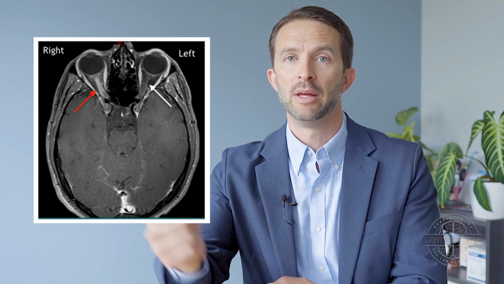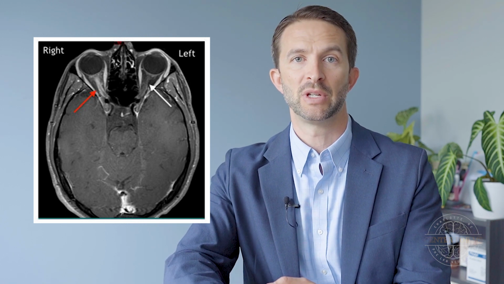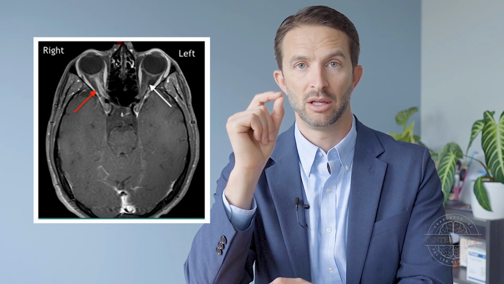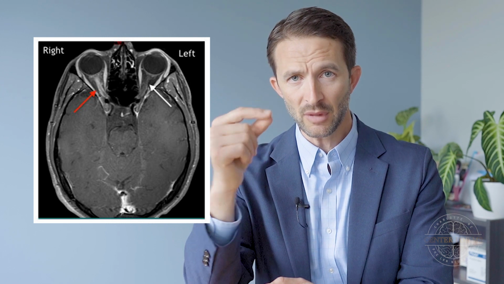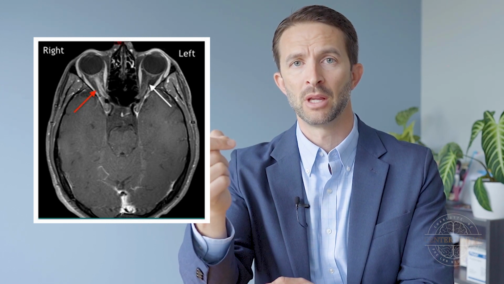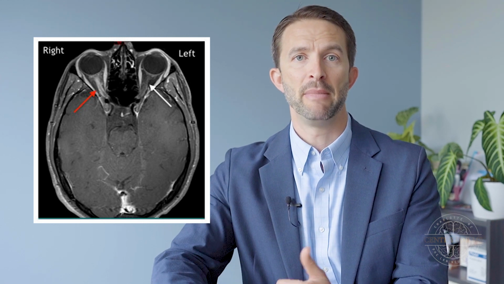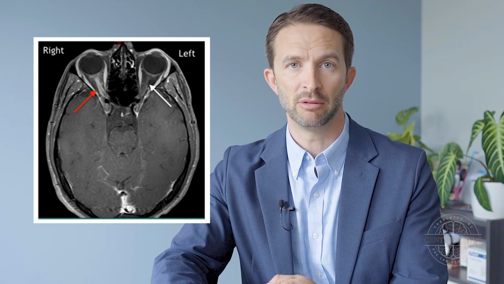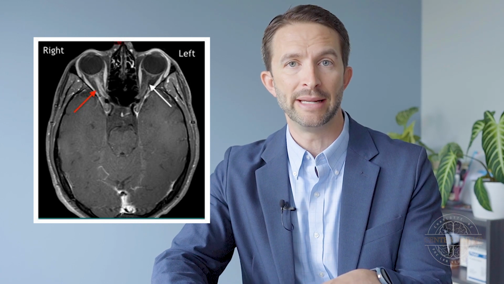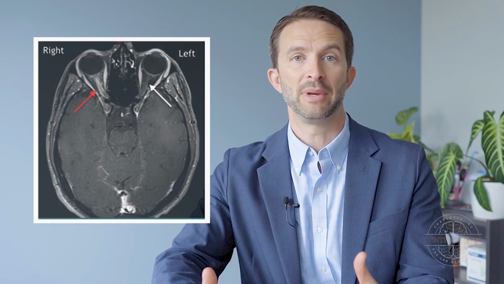Typically, the vision loss with multiple sclerosis optic neuritis is in the center of the vision, and oftentimes it's painful. So there's different descriptions that patients provide of visual changes that may tip us off, yes, we think this is optic neuritis. It might be typical or atypical of MS, or it might not be optic neuritis at all.